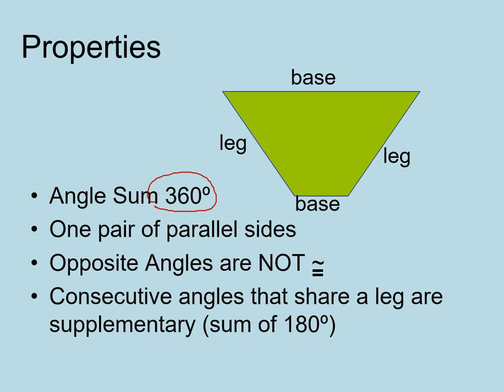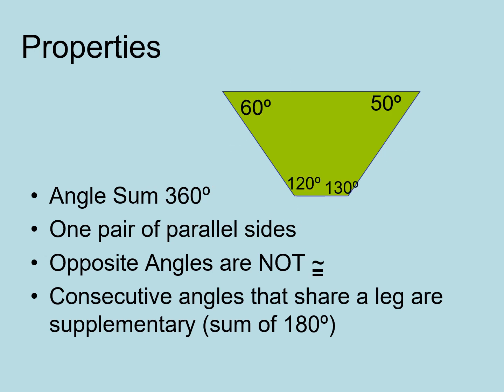Your bases are parallel. The opposite angles, like right here and right here, do not match. Okay? You're not going to have that match like you did on the other ones. But you are going to have the consecutive ones, side-by-side angles, make 180. So notice right here, that makes 180, and right here. Not the ones on each end of a base. They won't do anything. Okay? They might match sometimes if it was isosceles, but most of the time they don't. The ones that are sharing a leg, side by side on the sharing leg, make 180.